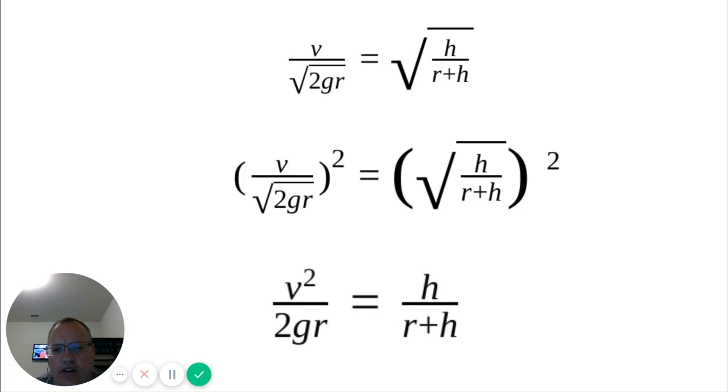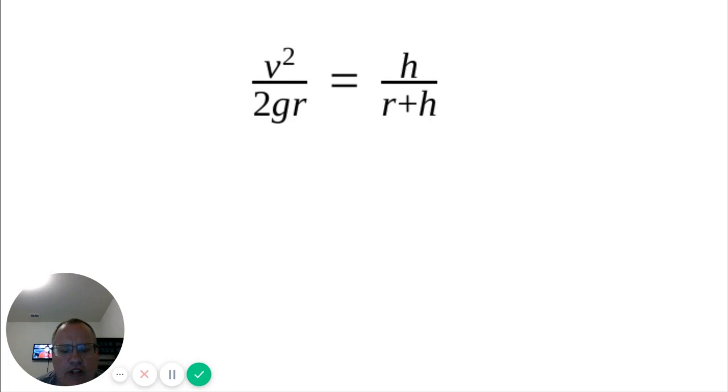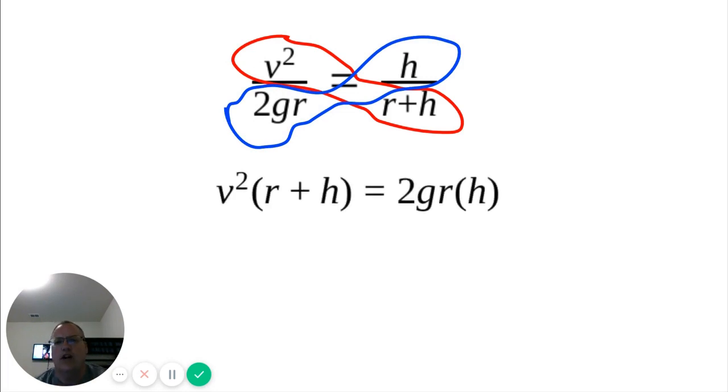So now I have the equation v squared over 2gr equals h divided by r plus h. As I continue moving forward from this particular equation, I'm going to remember the fact that whenever I have two fractions that are equal to each other, their cross products are equal. And so I can say that this v squared times the quantity r plus h is equal to 2gr times h. My new equation is v squared times r plus h equals 2gr times h. The reason I did that is now I don't have to deal with any more fractions for right now.